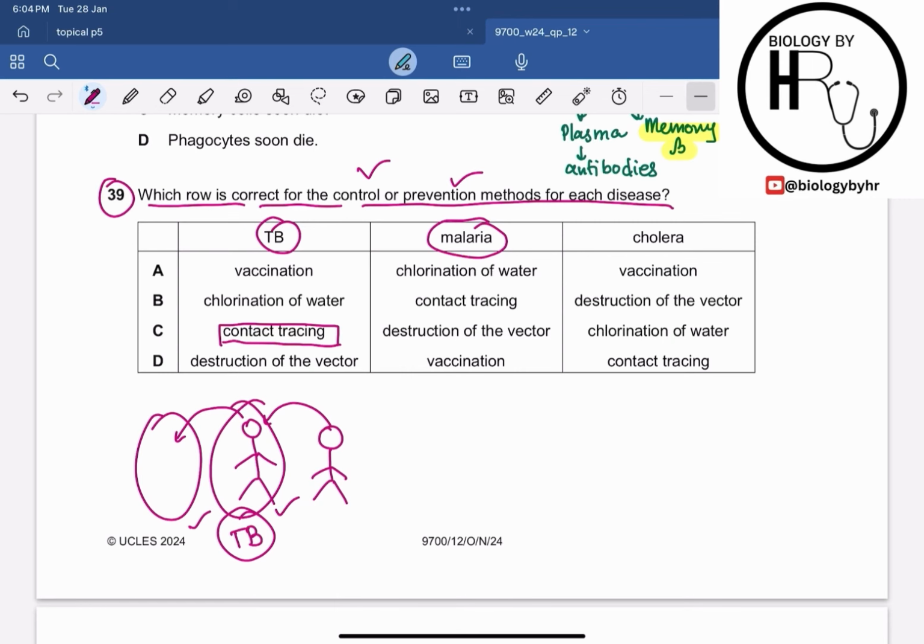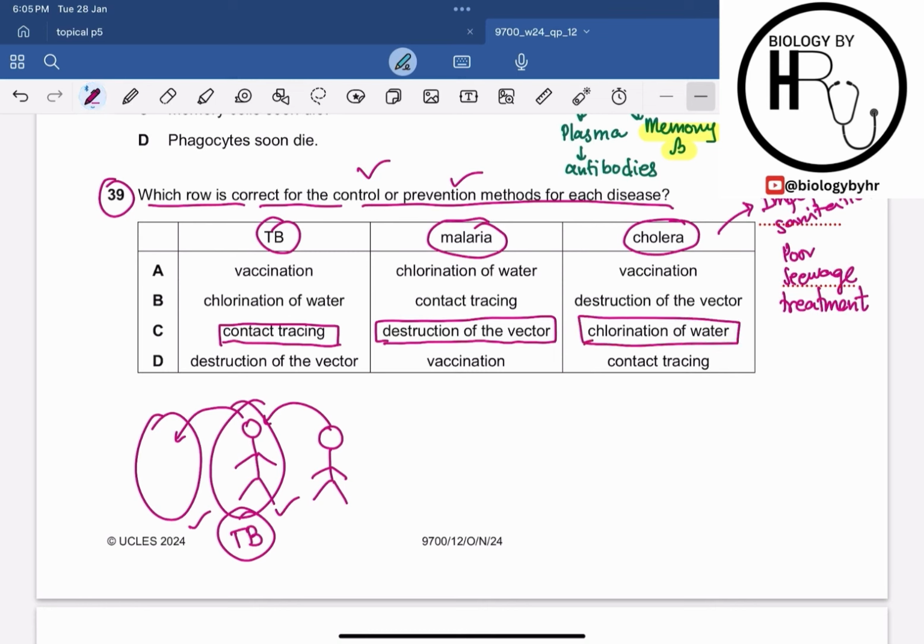Then the malaria. We know that malaria has a very famous vector, which is the female anopheles mosquito. So we can prevent the malaria by the destruction of the female anopheles mosquito, which is the vector of it. Now the cholera. Cholera basically is spread due to the improper sanitation of the water, right? Improper sanitation or the poor sewage treatment, right? Poor sewage treatment. So these are the major cause of the spread of the cholera disease. So basically we can prevent it or control it by the chlorination of the water. So hence the correct answer over here would be option C.